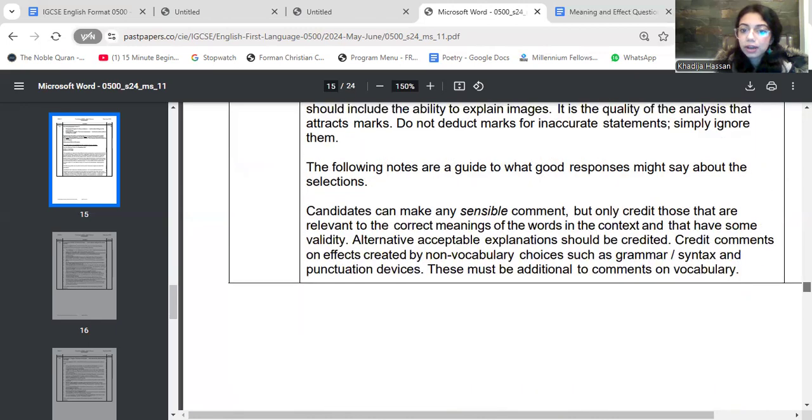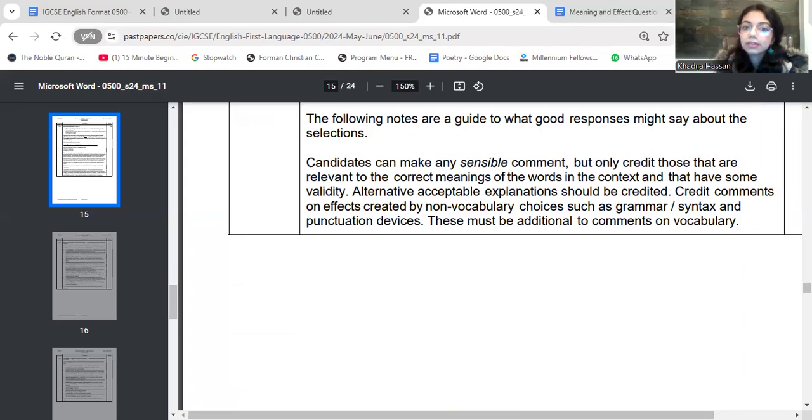The following notes are a guide to what good responses might say about the selection. Candidates can make any sensible comment, but only credit those that are relevant to the correct meaning of the word in context and that have some validity. Alternative acceptable explanations should be credited. Credit comments on effects created by non-vocabulary choices such as grammar, syntax, and punctuation devices. So sometimes the phrases that you pick out will also have some kind of syntax or punctuation in them as well. So you can comment on that as well for extra marks.